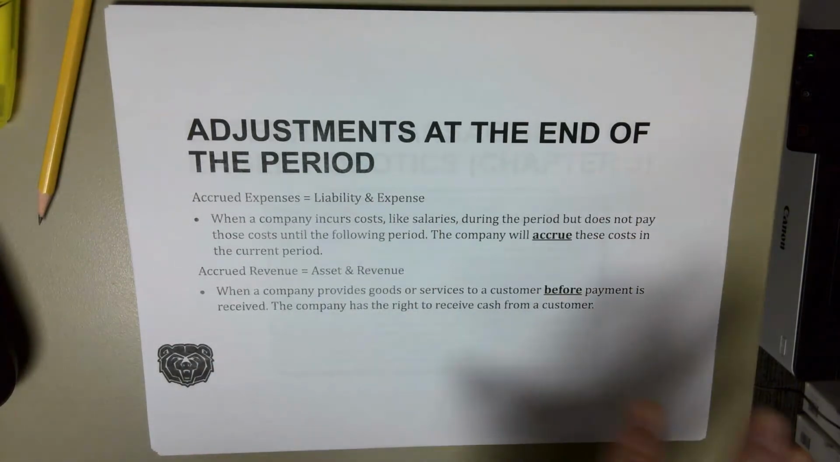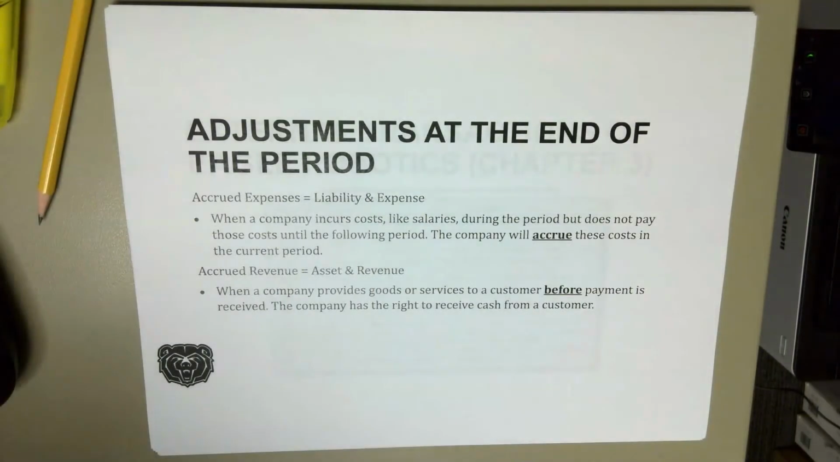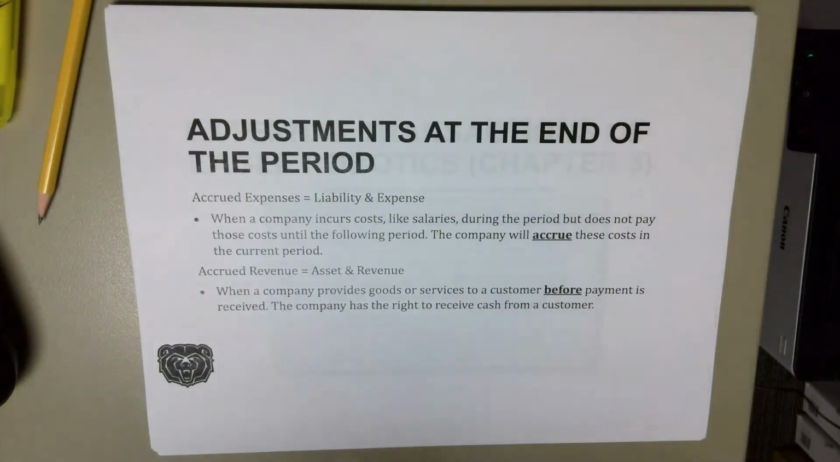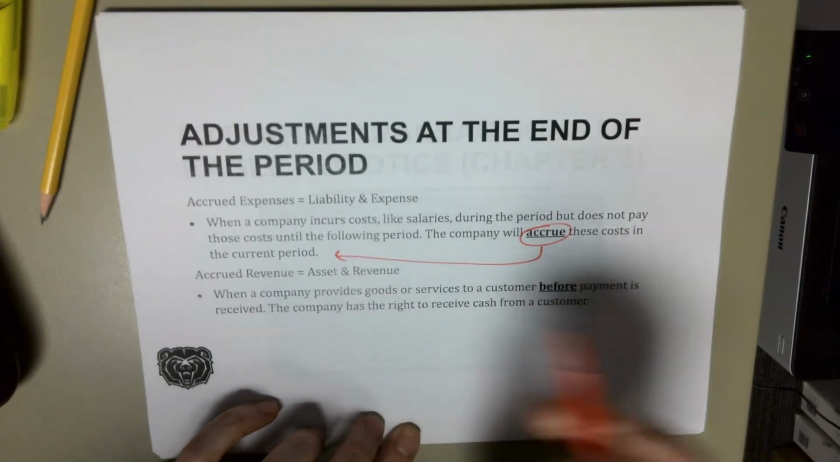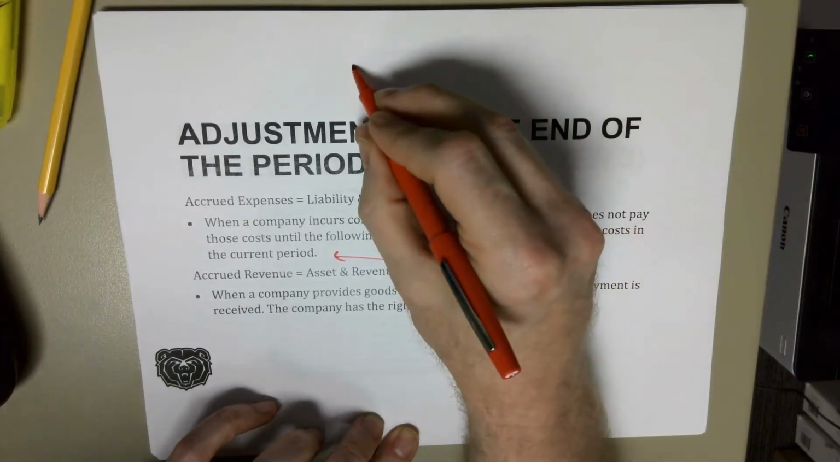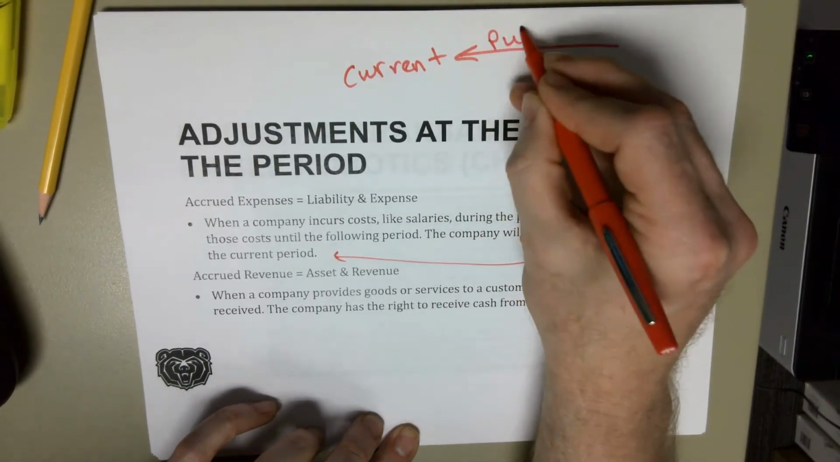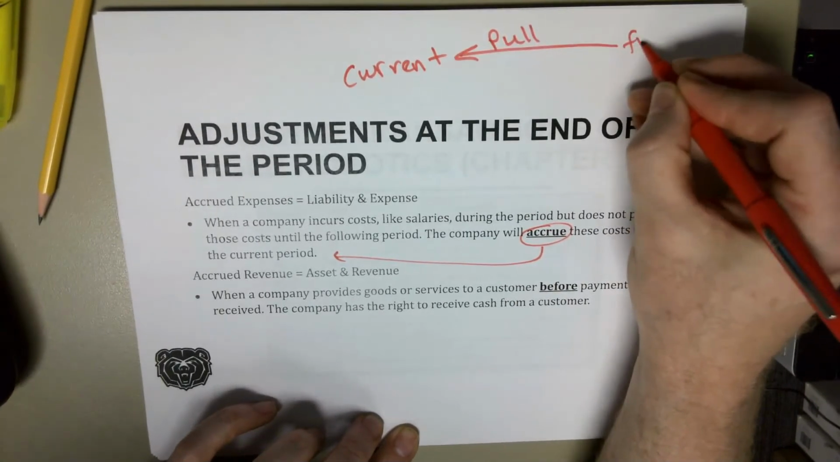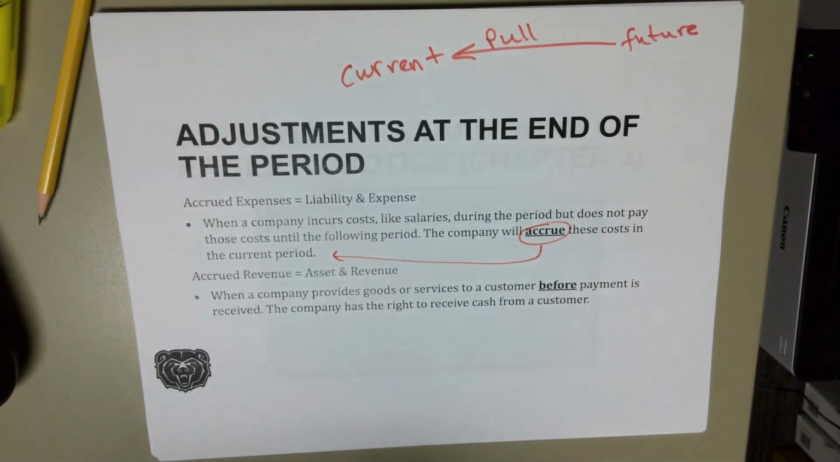So again, this is just the wordy version of what we just said. So accrued expenses or liabilities and expenses. When we incur those costs, something like salaries, and we'll walk through a salaries payable example here shortly, we recognize those costs during the period, but we do not pay those costs until the next period. We accrue those to the current period, right? That's what we mean when we say accrue. We're pulling those into the current period.